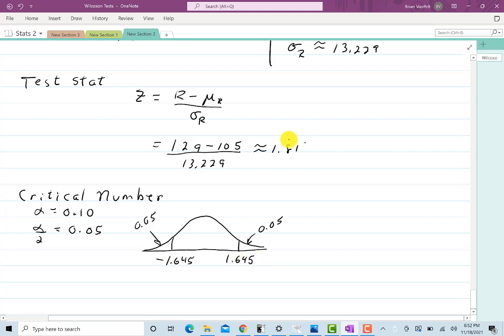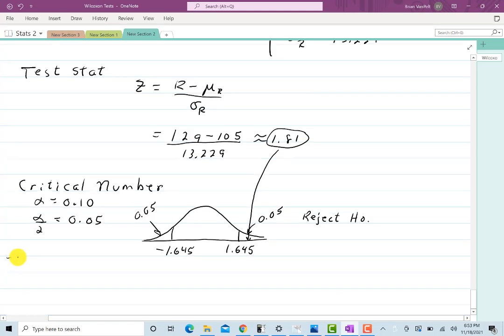And let's take a look at our number that we came up with, and we can see that it is in the critical region, so we reject H0. So we do believe there's a difference in the way they're paid.